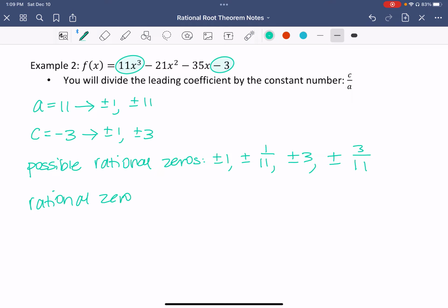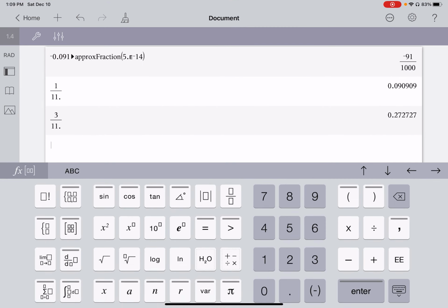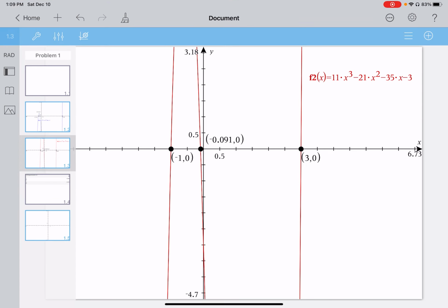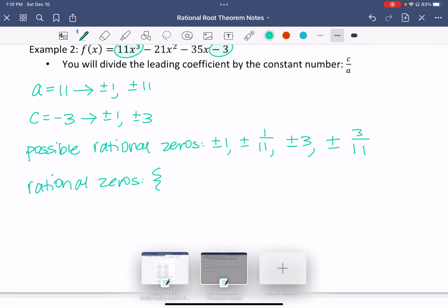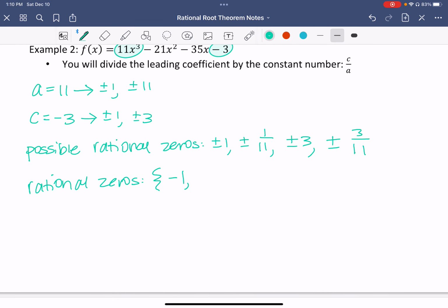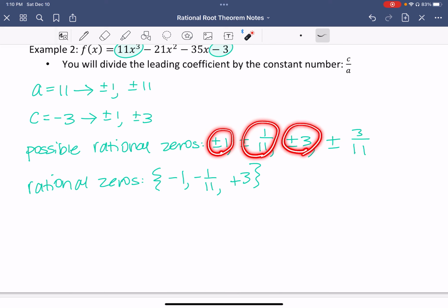So from our list of possible zeros, the real answer, the rational zeros, again, we're going to write this in curly brackets. So the first one on the graph was -1. And then the negative 0.091, which was the negative 1/11. And then we had that +3. Okay, so we have 3 roots. And again, these are all in our list. So we have -1, negative 1/11, and +3. Because in the event that there's a zero that is not in our list of possible zeros, we're not going to list it as an answer. It has to be in our list of possibilities in order to be an answer.